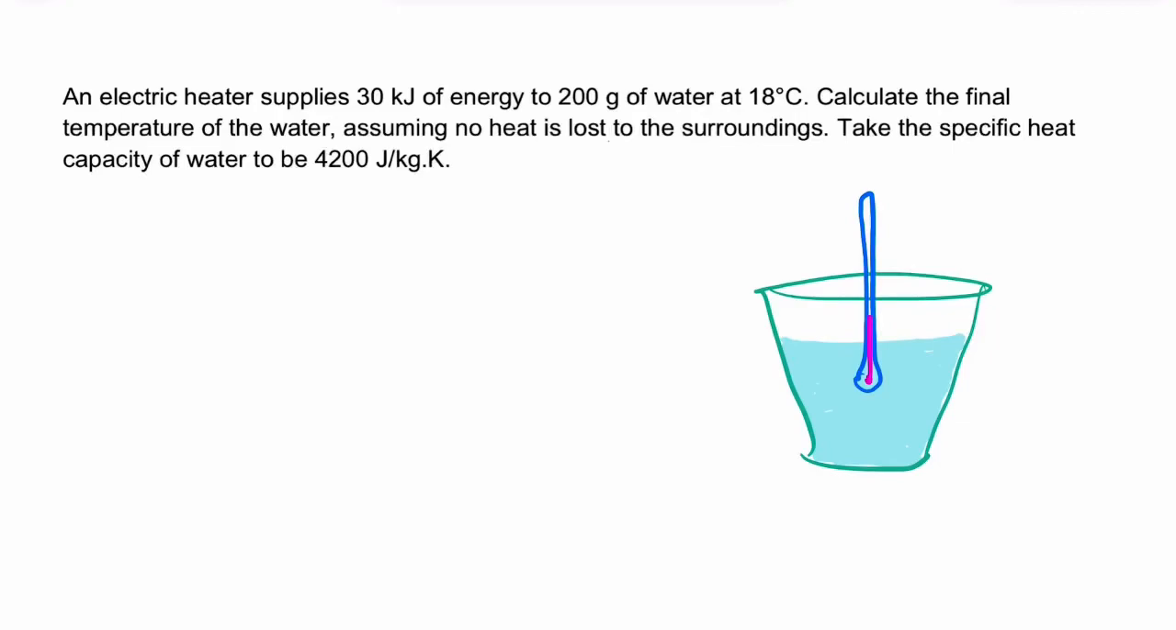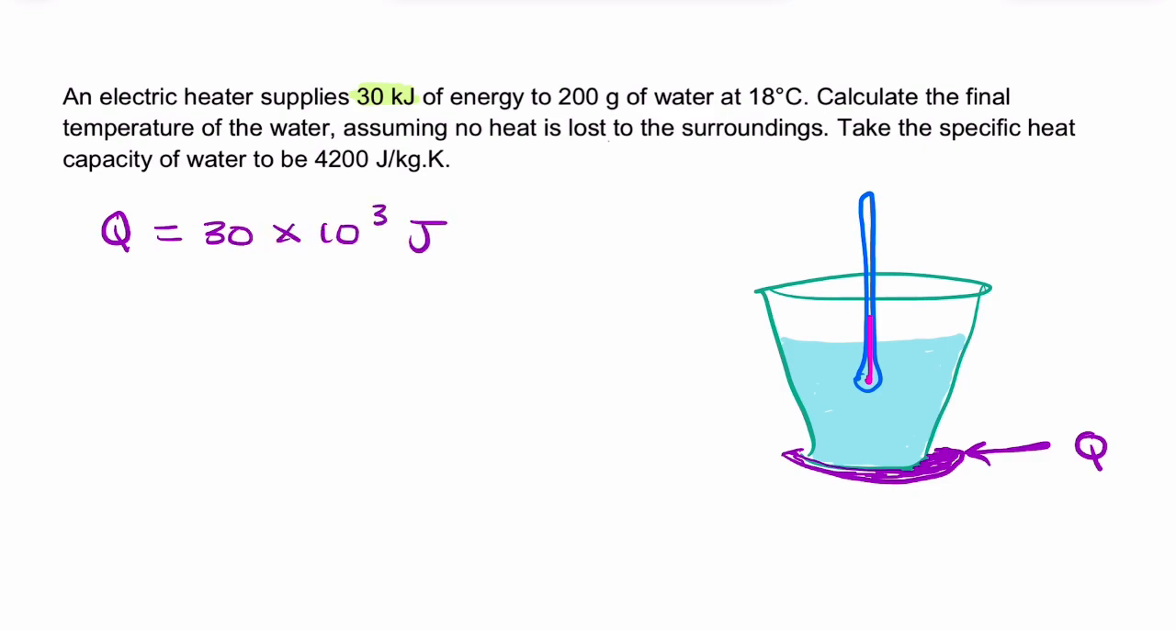In this question, we have some water at 18 degrees and we have an electric heater that's supplying energy. So let's put the electric heater at the bottom, and we are supplying energy in the form of heat to this amount of water, and the energy is 30 kilojoules. So that's how much energy we are supplying, 30 times 10 to the power 3 joules.